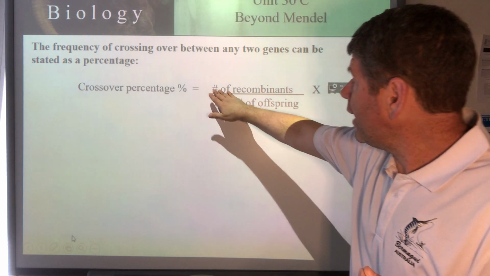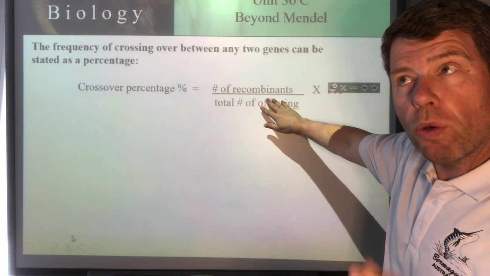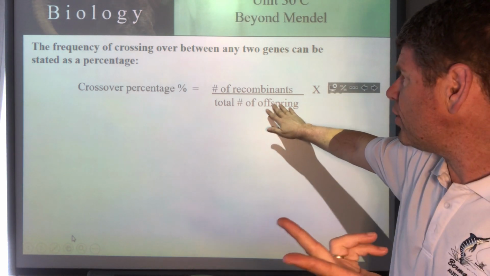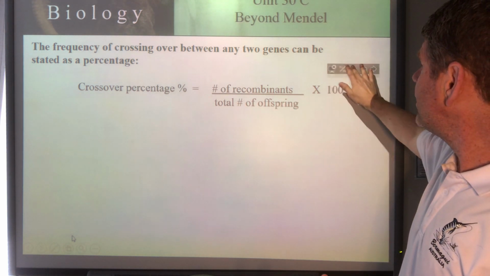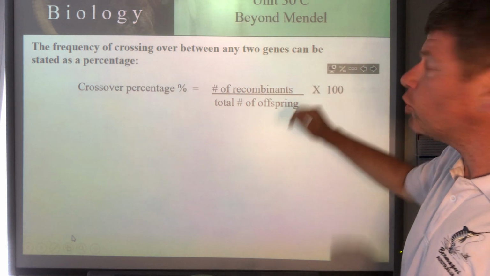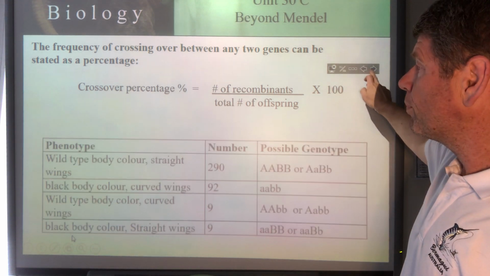So we would simply take the number of recombinants, remember those are the offspring that don't look like the parents, and divide that by the total number of offspring, and since this will always be a decimal, we multiply by 100 to get a percent.